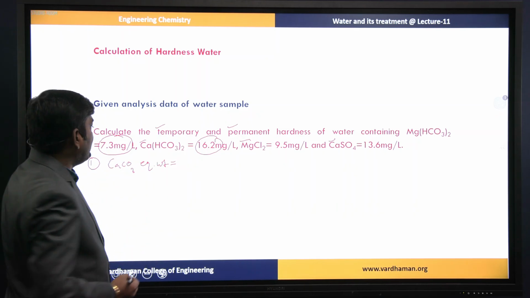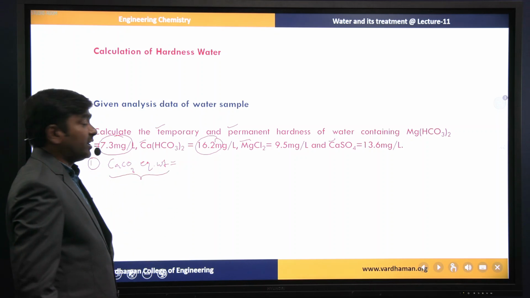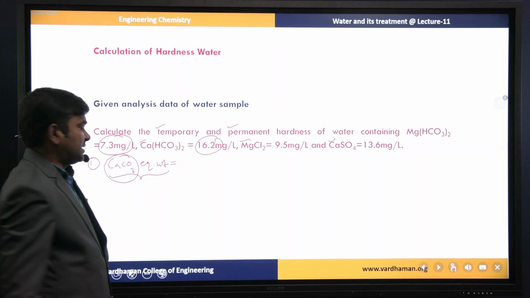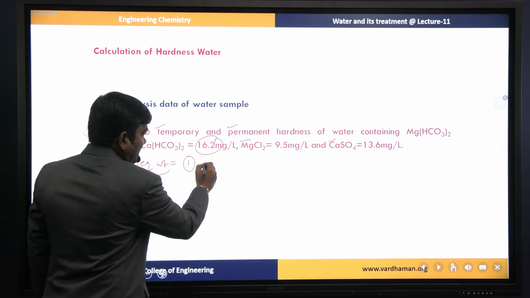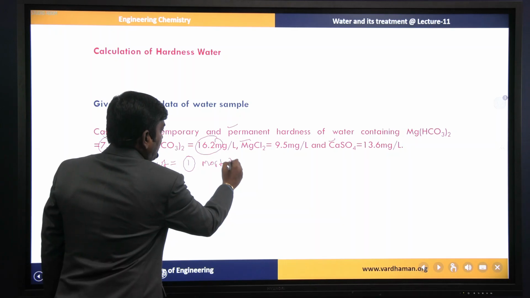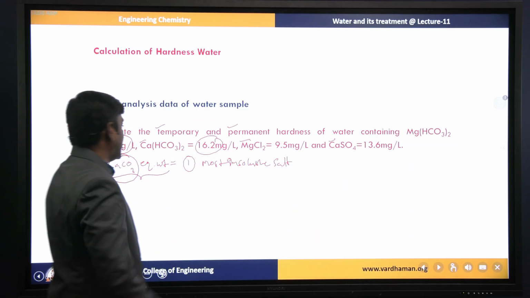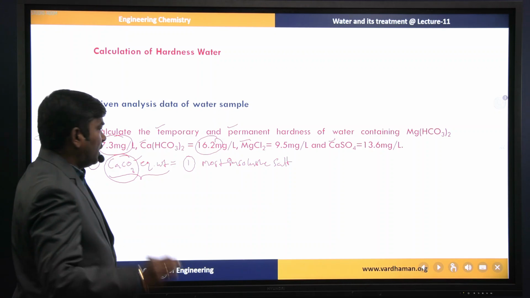Before that, why do we need to convert into calcium carbonate equivalent, and why are we choosing calcium carbonate as a reference salt? The first reason is that calcium carbonate is the most insoluble salt. So that is one reason.